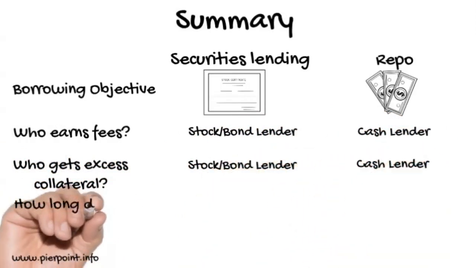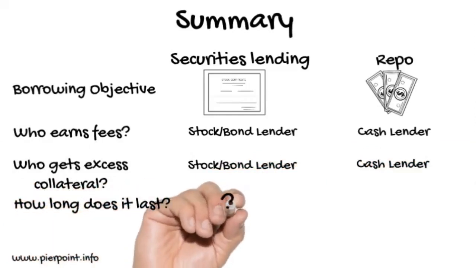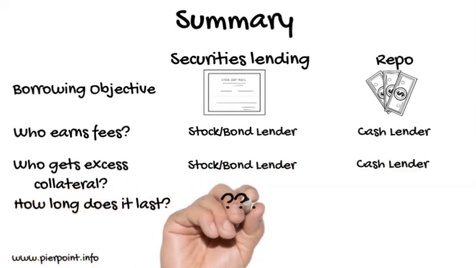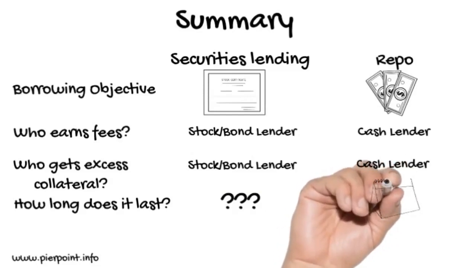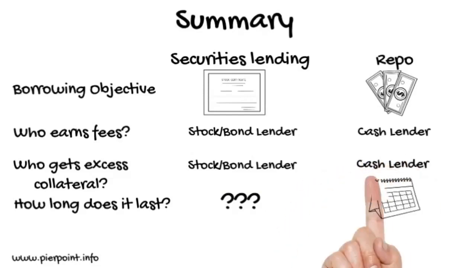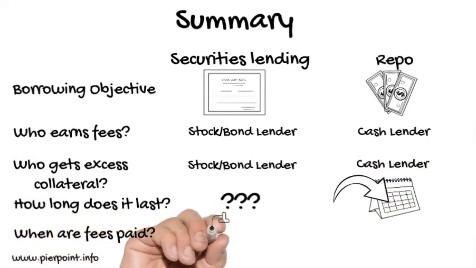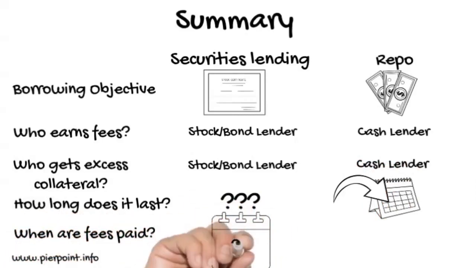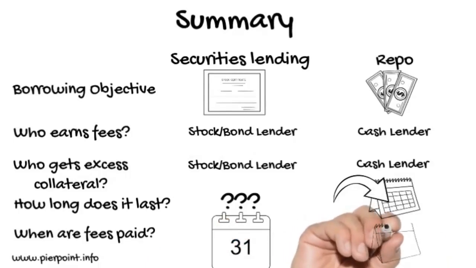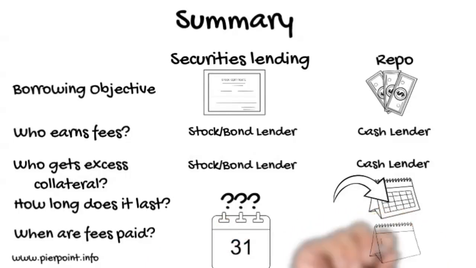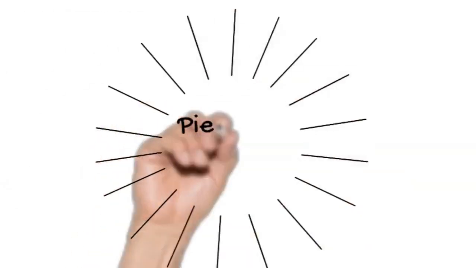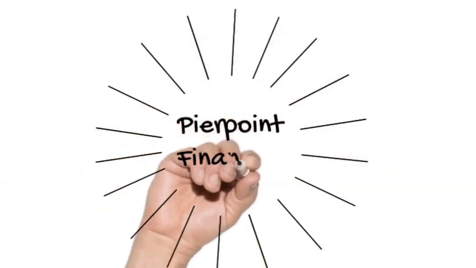Securities lending has an undetermined date when the trade is executed, while repo trades have a fixed maturity date agreed at the time of the trade. And finally, securities lending fees are collected on a monthly basis in arrears, and repo interest payments are made at the maturity of the loan. There you have it, the differences and similarities between securities lending and repo.